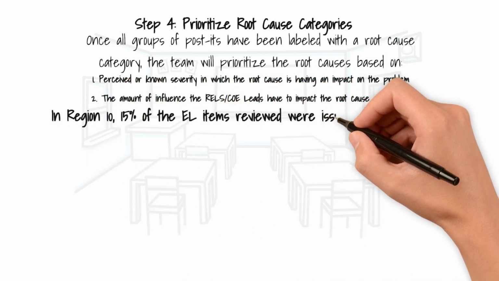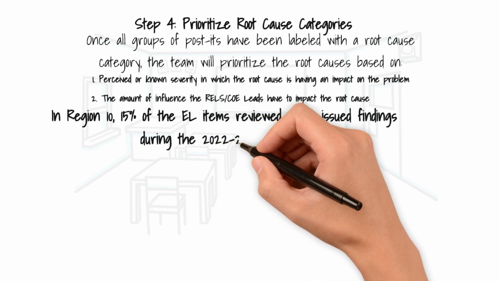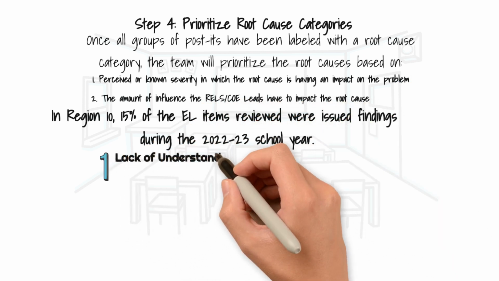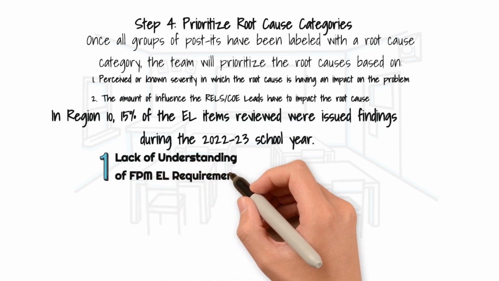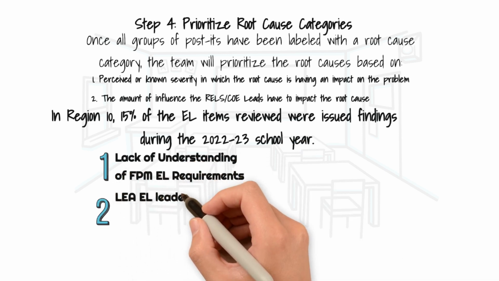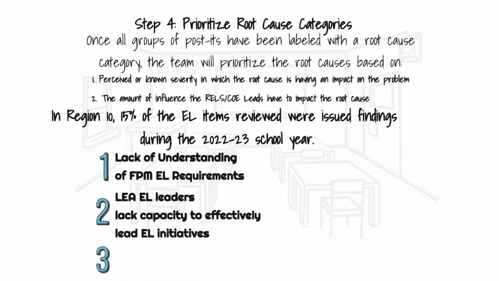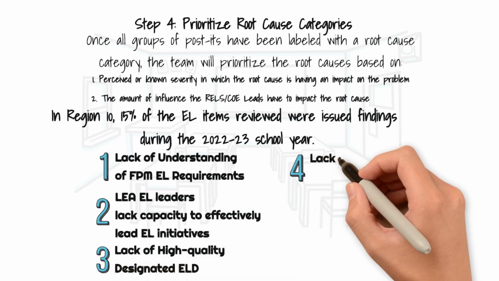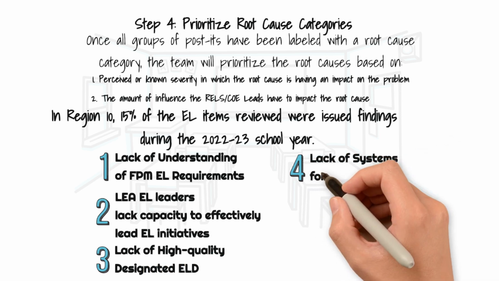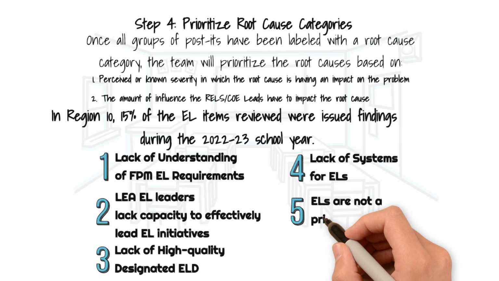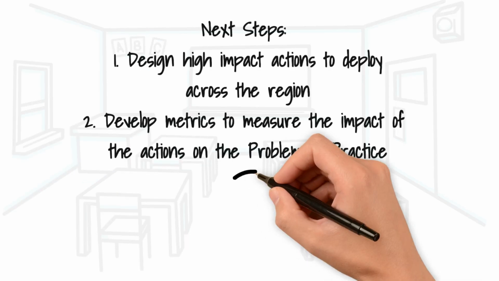For our team example, where they are exploring the root causes of why the region has a high percentage of EL findings, they determined that they had the most influence over 1, the lack of understanding of FPM requirements, 2, that LEA leaders lack capacity to effectively lead EL initiatives, and 3, the lack of high-quality designated ELD. The team did not feel they were able to greatly impact the lack of LEA systems for ELs or the fact that ELs were not an LEA priority.